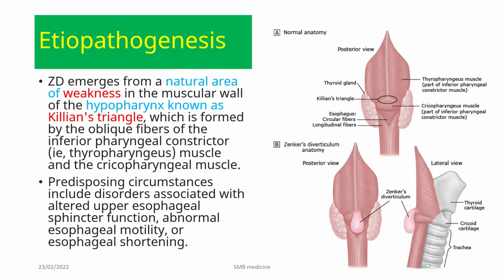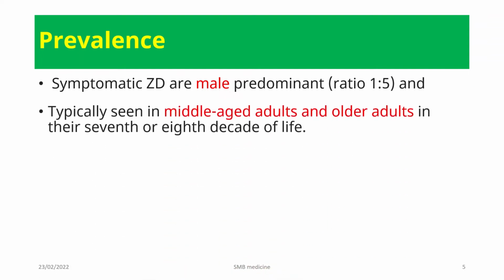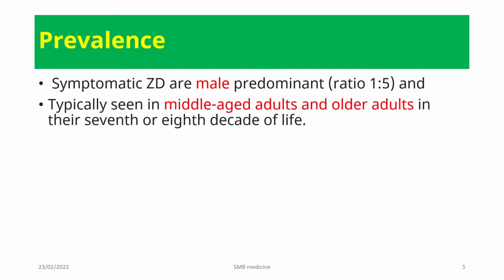Predisposing conditions include disorders associated with altered upper esophageal sphincter function, abnormal esophageal motility, or esophageal shortening. Regarding prevalence, symptomatic ZENKER'S diverticula are more common in males, and also with age, occurring in middle-aged and older adults.